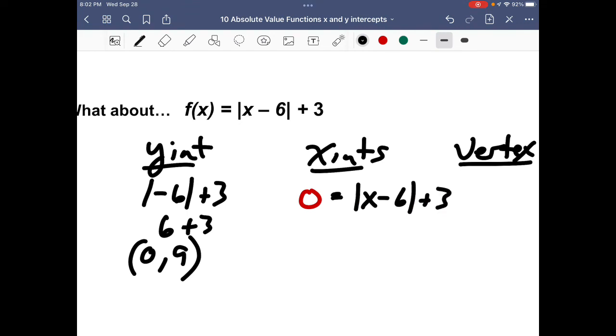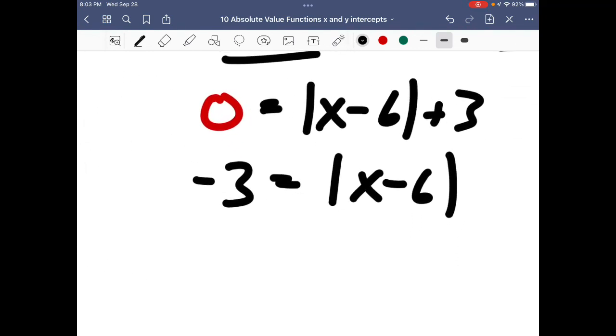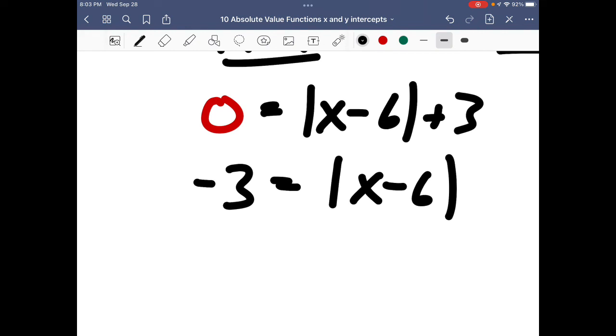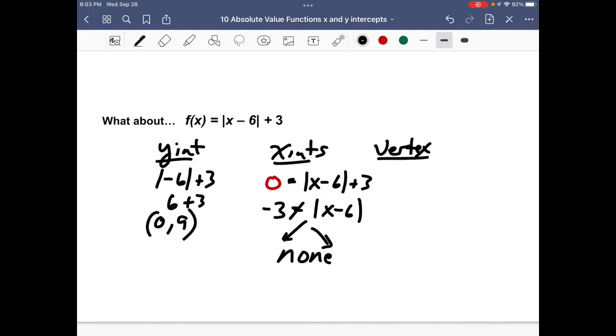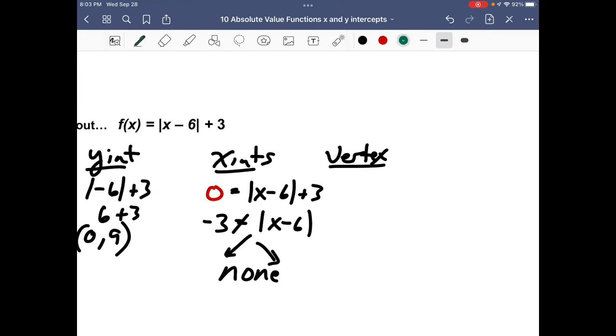As you've seen a few times, you probably should solve that. When you go to solve that, you subtract 3 from both sides, and we actually get a little bit of a quandary. The quandary is that the absolute value cannot equal -3. Should I split this up? No. Actually, absolute value cannot equal a negative number. And so what we end up with is a conclusion that there's no X-intercepts.